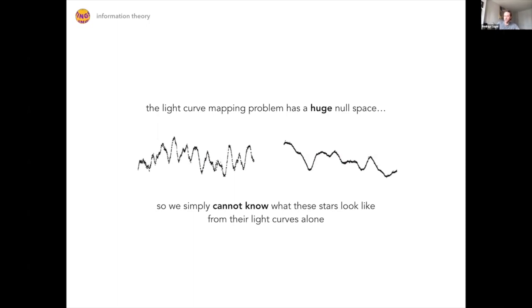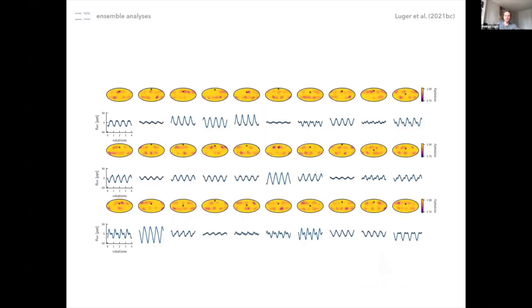However, as Will mentioned, the one thing that works is to ask this question for many stars at once. Here's an example of, I think, 50 light curves of stars that are statistically similar. Each one of these stars has the same number of spots at the same latitude. It's just where exactly in longitude they are is different, and it's just drawn from some isotropic prior.